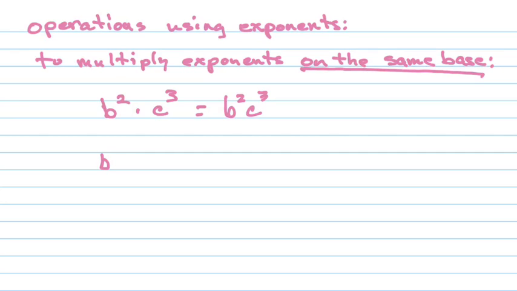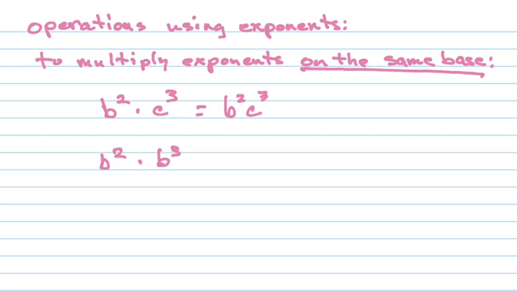But what if I have b to the second times b to the third? Is that the same base? Yes. Are you okay with me using a dot to mean multiply? Yes. Okay, because you know I'm going to. All right. So if you're not okay with a dot for multiply, get there. You're old enough now.